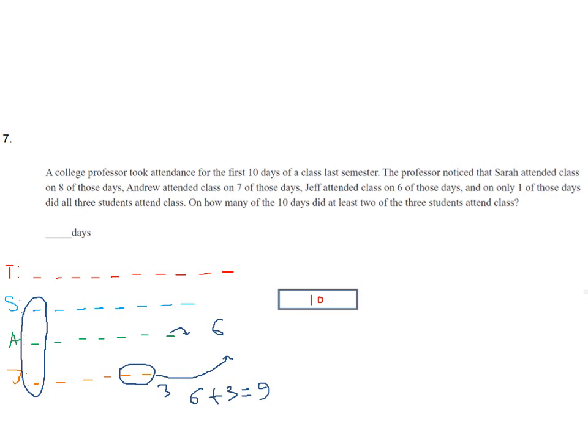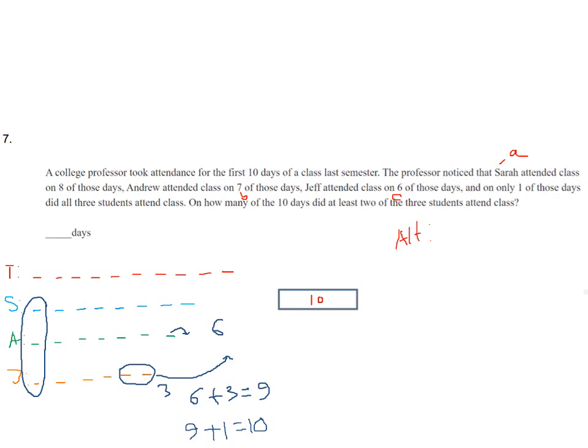So here we got 3 days out of 6 days for Jeff. So 6 plus 3 equal to 9, and 1 is common for all 3 students. So 9 plus 1 equal to 10.